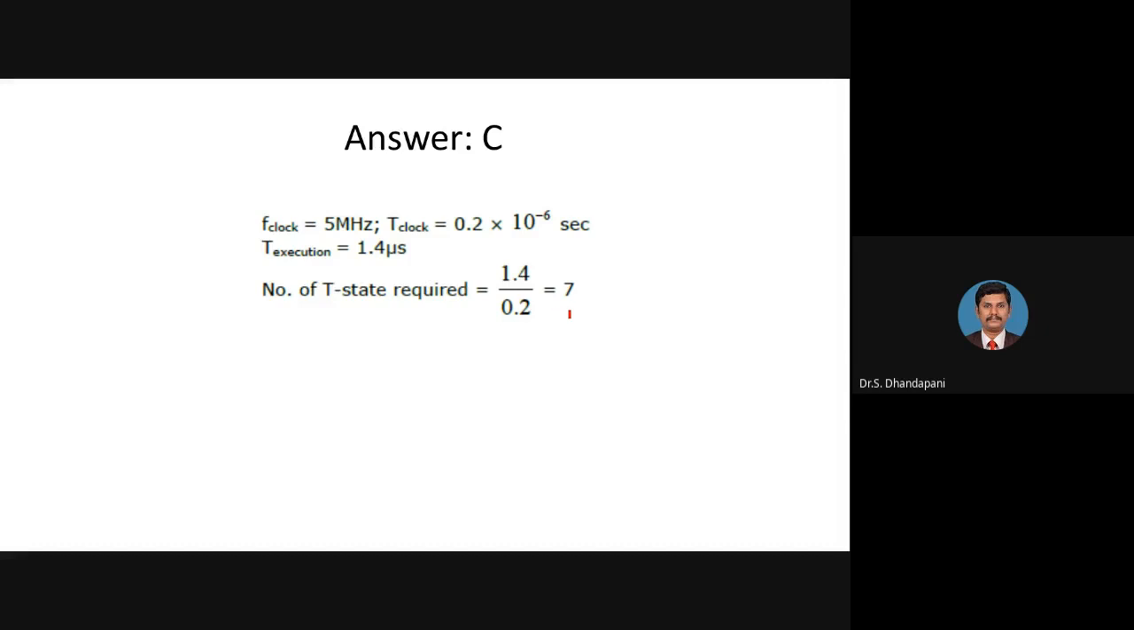7 T-states means 7 clock periods. T-state means the clock period. One clock period is equal to one T-state. For this question, we need 7 T-states to get the time of 1.4 microseconds with the assumption of a 5 MHz clock, as per the data given in the question.